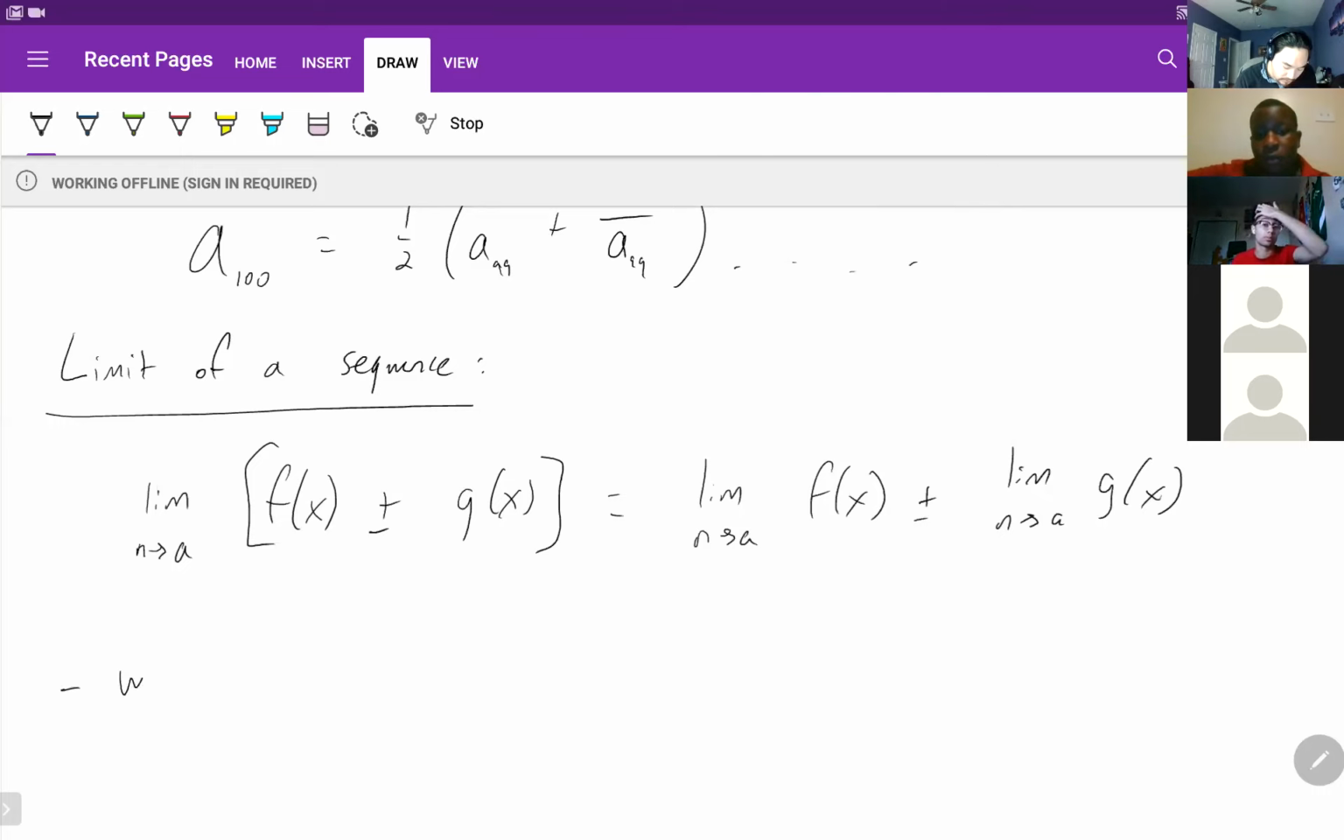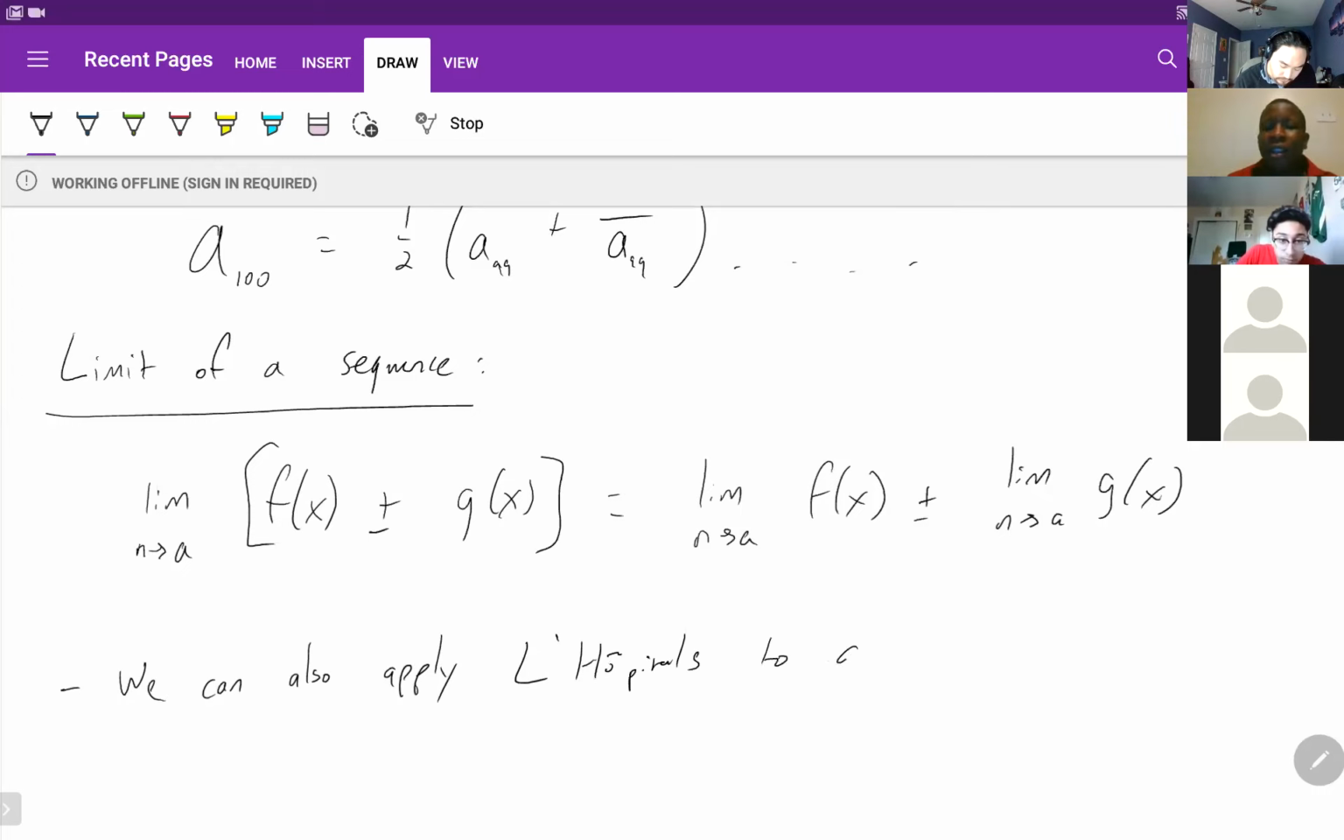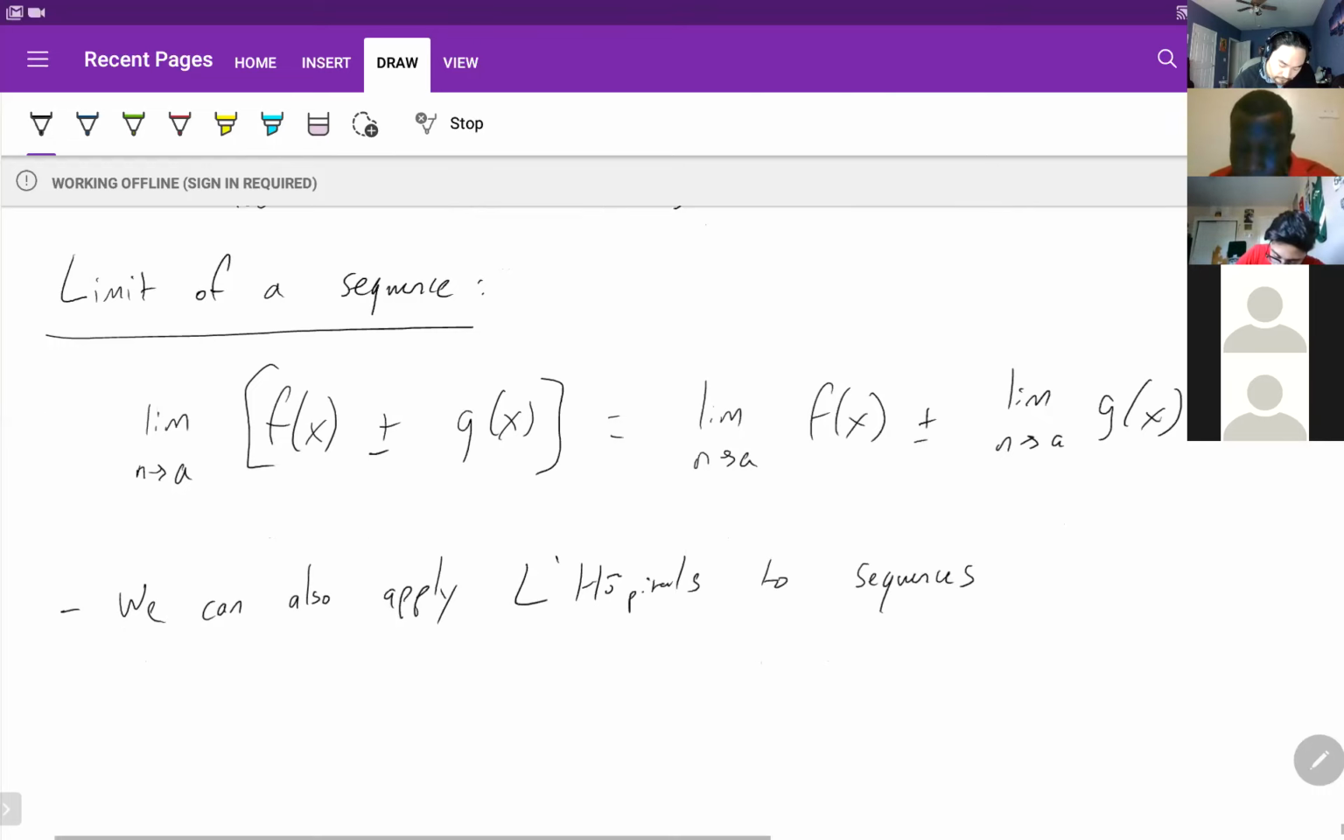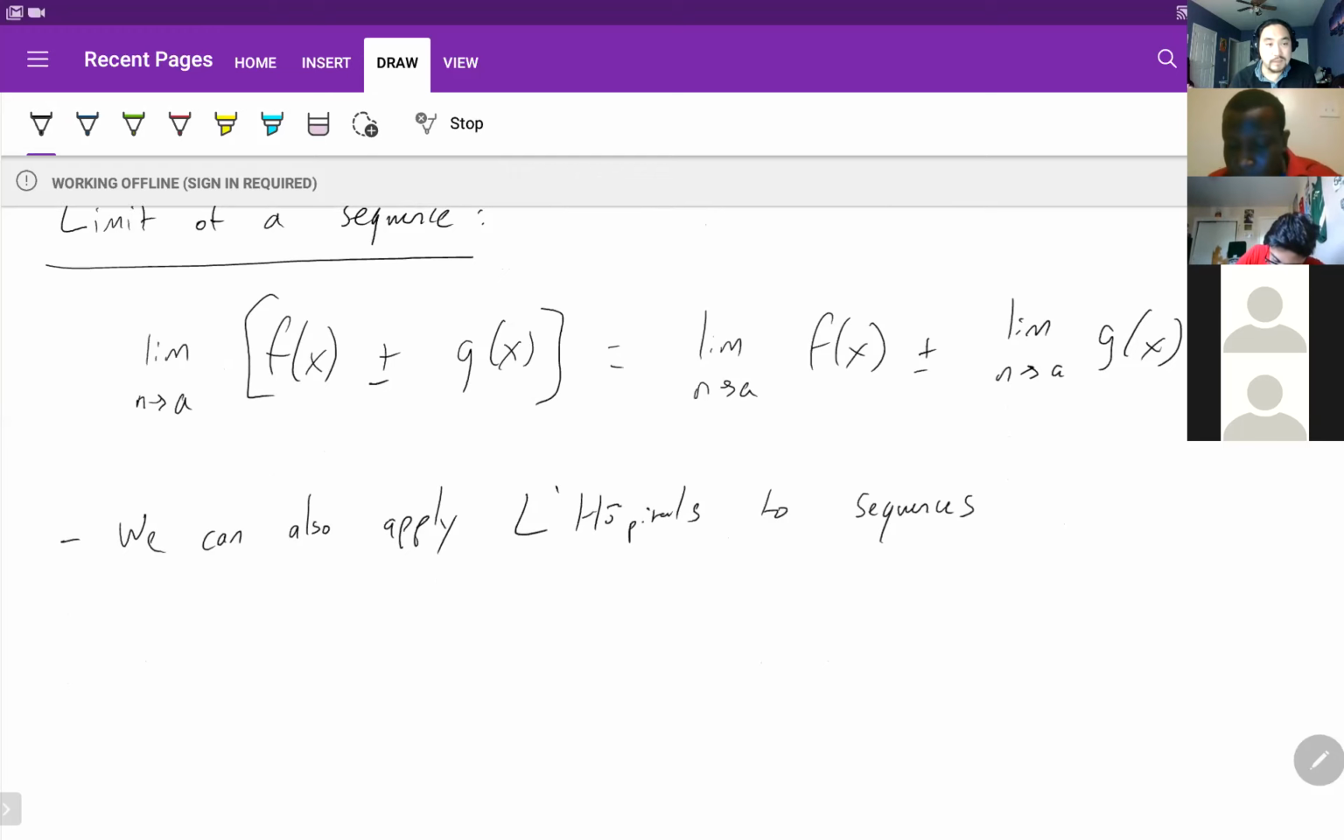And what this means is we can also apply a calc thing, L'Hopital's, to sequences. And that opens up some easier ways to solve problems. I'll tell you about it because your professor might pull it out and do it in the fall, and it's kind of annoying.